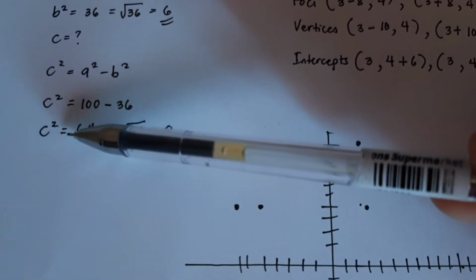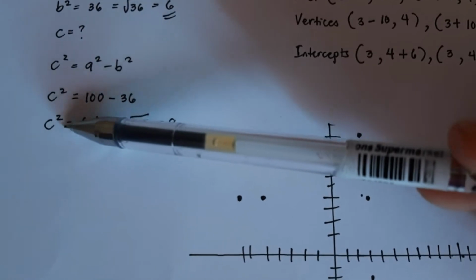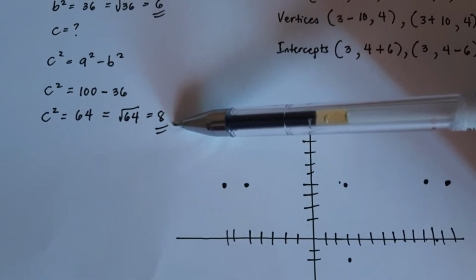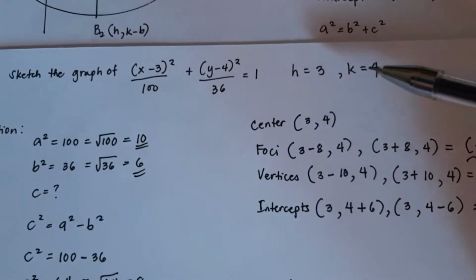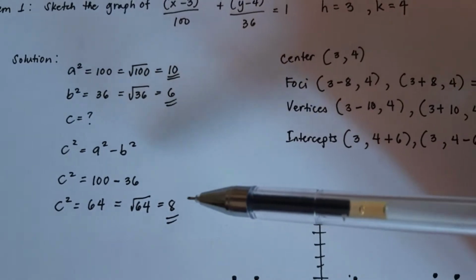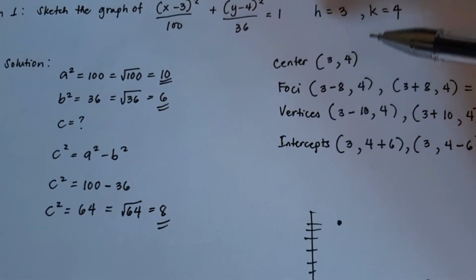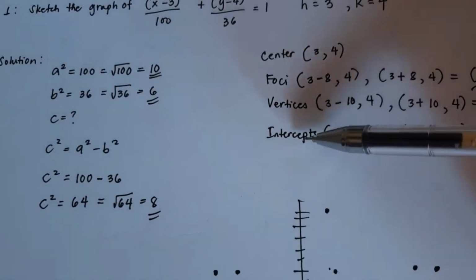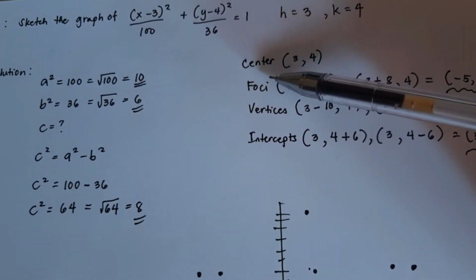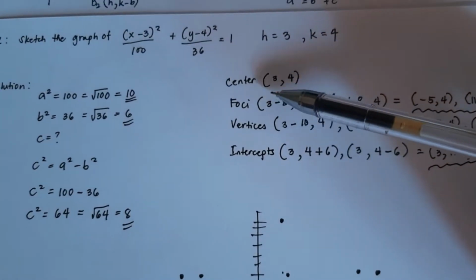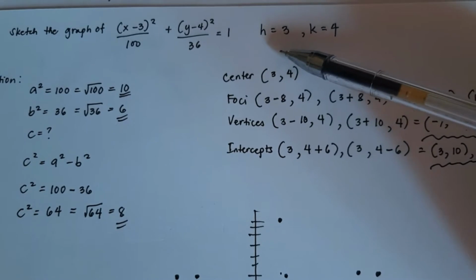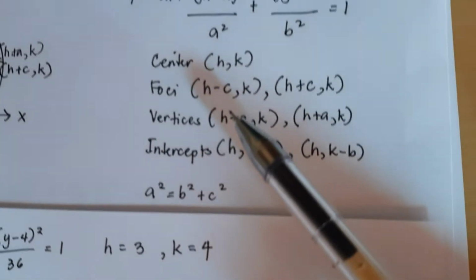To find the value of C, we'll just get the square root of both sides. So, that would be square root of 64 is 8. So, meron ka ng values ng H, K, at A, B, and C. Now, it's time for you to find or to locate these four properties that are needed in order for you to graph the ellipse. So, center is at 3, 4. No? So, you have 3, 4. That is at H, K.